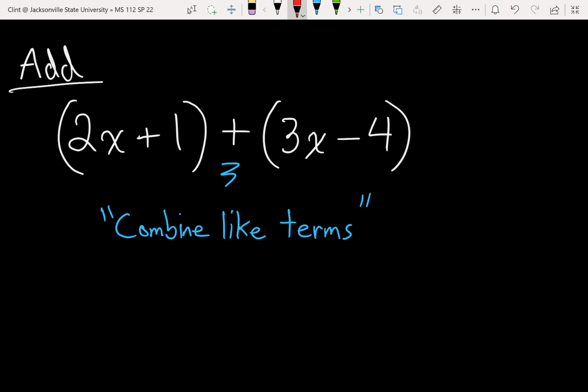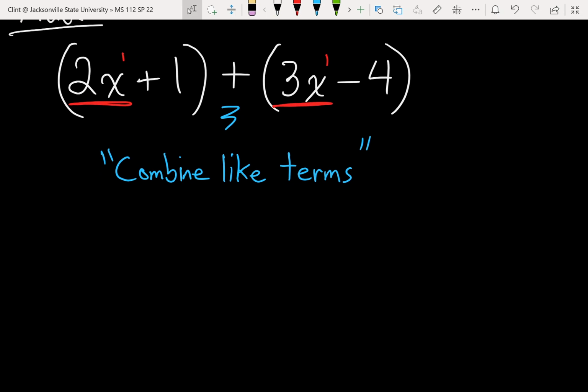So here, the first term in my first expression, I've got a 2x. Over in the other expression, I've got a like term because I've got a 3x. So that's the exponent on both of those. They're like terms. So to combine these, it's plus. Combine these, I've got 2x plus 3x, and it gives me 5x.